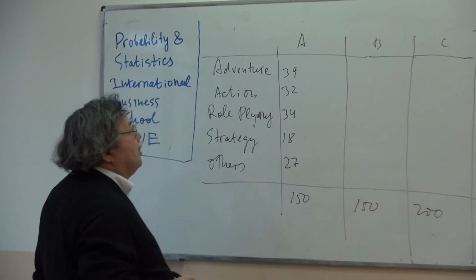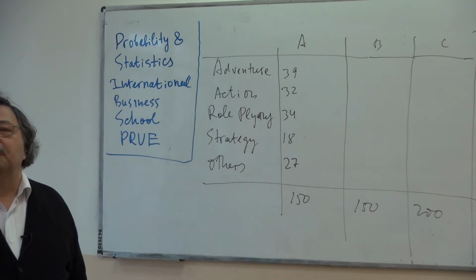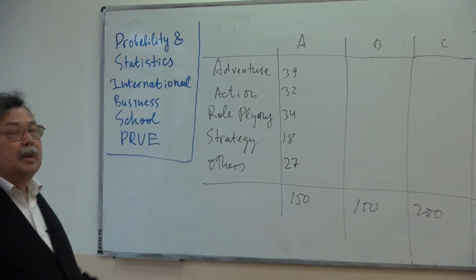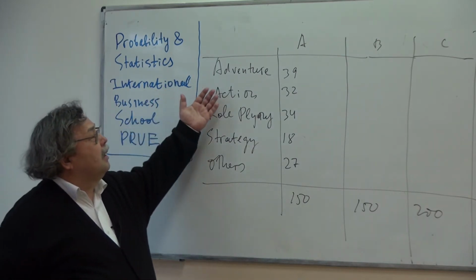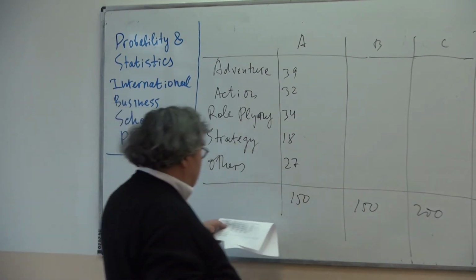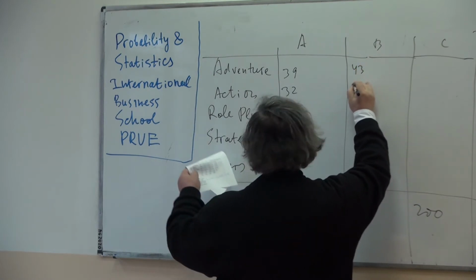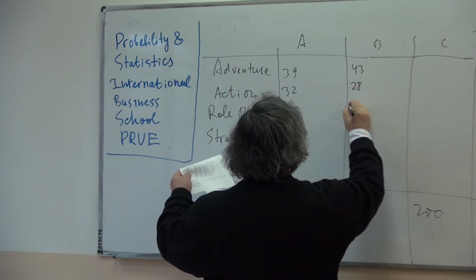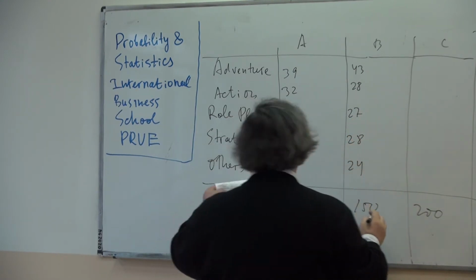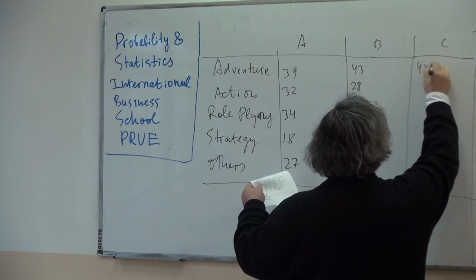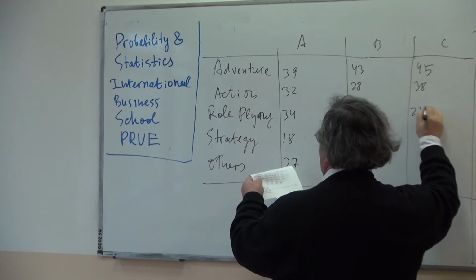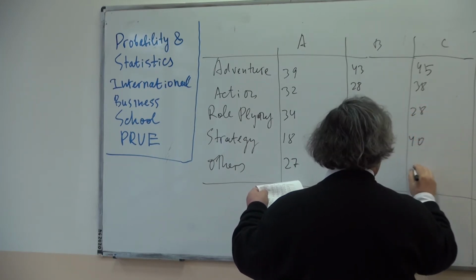Okay, and the question was exactly, what is your preferred type of video game? Okay, what type do you like best? Is it adventure kind of game, action type of game, and so on? And here the numbers were 43, and then 28, and 27, and 28, and 22, and 45, 38, 28, and 40, and 49.